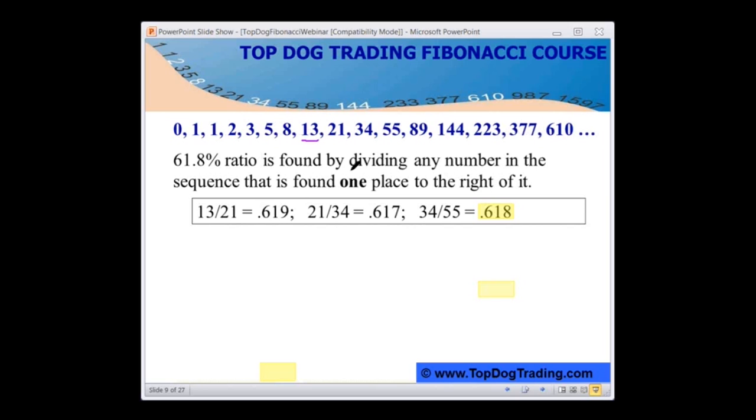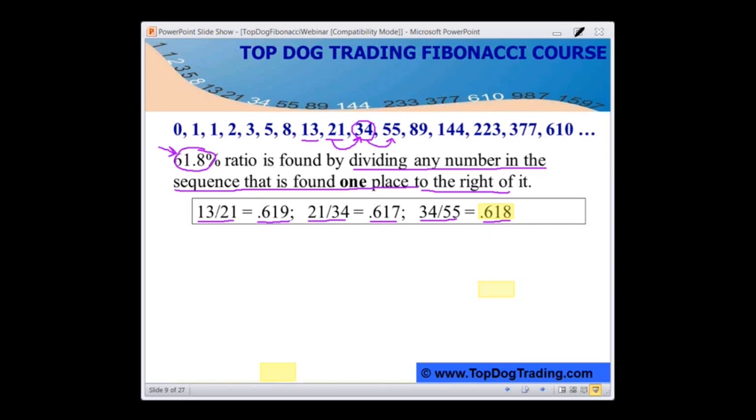So as I said, you divide any number in the sequence by the number found one place to the right of it. So if we start with 13, we would divide that by 21. Here it is. 13 divided by 21 equals 0.619. There's our main Fibonacci ratio of 61.8. Very close. 21 divided by 34, that's taking that number and dividing it by the number one place to the right of it, and you get 0.617. Then if we take 34 and we divide it by the number one place to the right of it, which is 55, there we go, 34 divided by 55, 0.618. So that's how the primary Fibonacci ratio is derived.